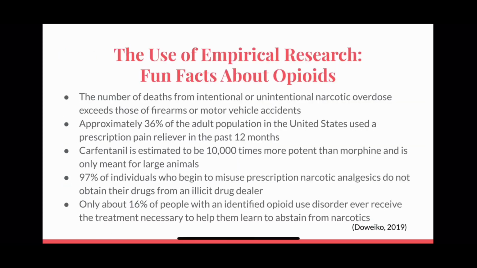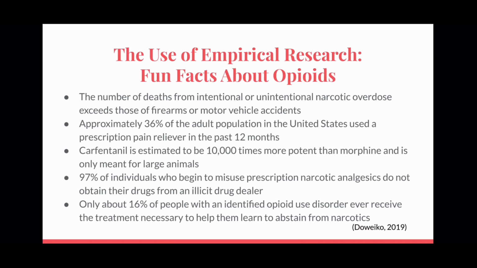So after all that, I'm just going to talk about some fun facts that I found when I was doing some research, things that I thought were interesting or shocking to me. So in the 35 to 54 age cohort, the number of deaths from intentional or unintentional narcotic overdose exceeds those of firearms or motor vehicle accidents. Nationally, it has been estimated that approximately 36% of the adult population in the United States used a prescription pain reliever in the last 12 months, so it's pretty common, and this is only under physician supervision.